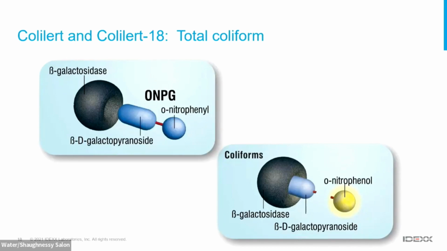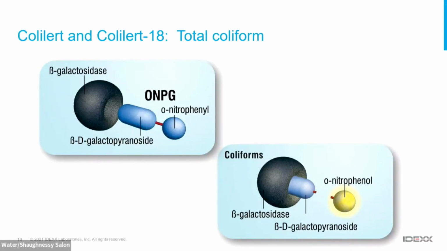And then bound to that is the actual indicator, and the indicator is O-nitrophenol. So these two parts are combined together, and when they are bound, the appearance of them is colorless, so you don't see any color.